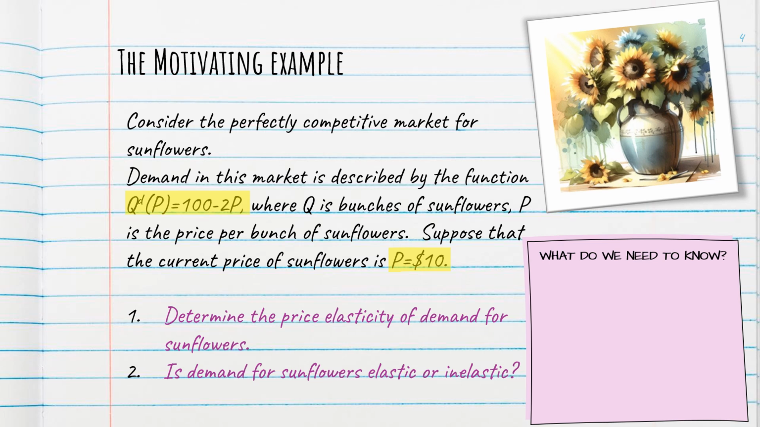Let's talk about what we need to know in order to solve this question. We need to know the demand function as well as the price of the good. How are we going to solve this question? In order to find the price elasticity of demand for sunflowers, we just have to apply the relevant formula. This formula is price over quantity times the partial derivative of the demand function with respect to P.